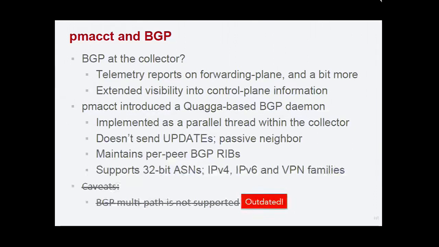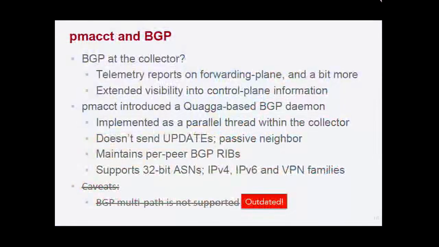So pmacct, back in the years, introduced a BGP daemon in the code. It works as a parallel thread. So imagine that there is a thread that is collecting NetFlow and another thread that is keeping up the BGP peerings. And essentially when there is NetFlow data coming in, pmacct is looking into whether there is a routing table from that same router. And if there is, then the traffic data can be augmented with the BGP data.